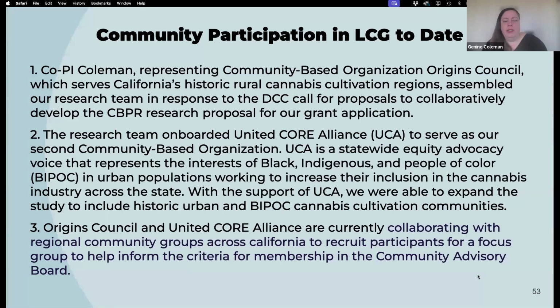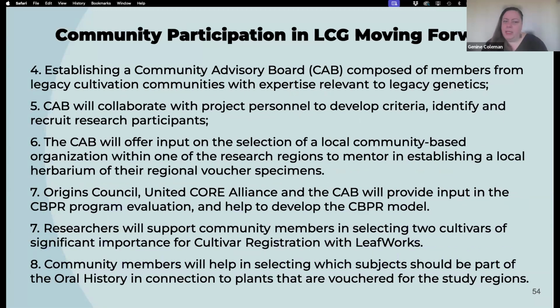So currently, Origins Council and United Core Alliance are collaborating with regional community groups active with the cannabis community across California to recruit participants for a focus group. And that focus group will help to inform the criteria for membership in our community advisory board. And we're gonna get into more detail about the CAB in a little bit here.